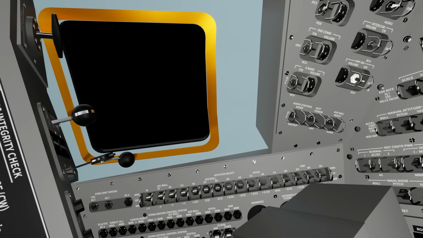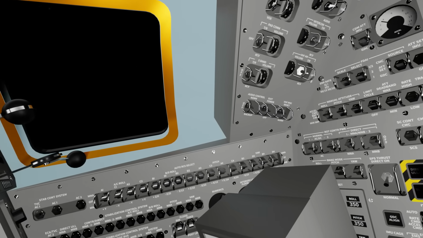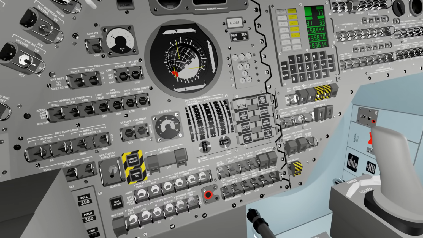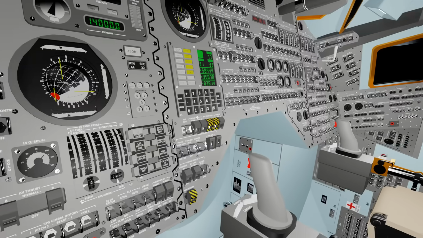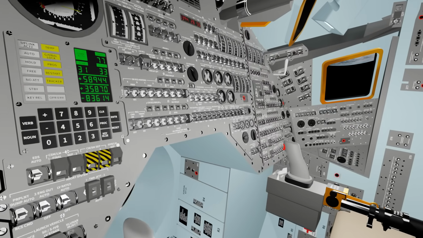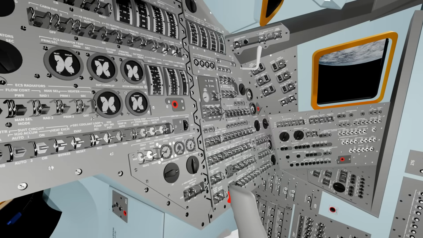Apollo 11, this is Houston. We'd like you to terminate charging on battery A at GET 30 plus 15, over. Okay, 30 plus 15 for battery A, charge terminate. Roger, out.